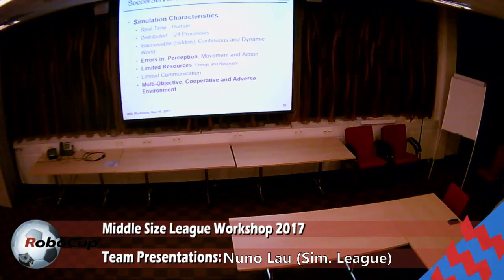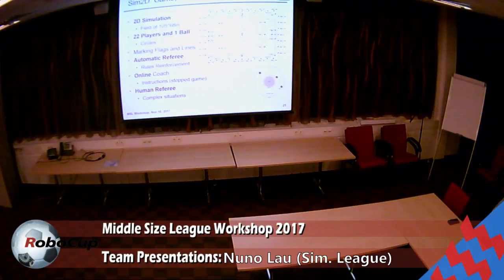The state is inaccessible because, as we will see, you don't have any vision sensor that will provide you with complete information about everything. You also have limited resources because the simulator is simulating what happens with a human, and so if an agent runs for too much time, it will get tired, and so it will not be able to run at the same speed. It will have to come back to a lower speed, and it is a multi-objective cooperative and diverse environment.